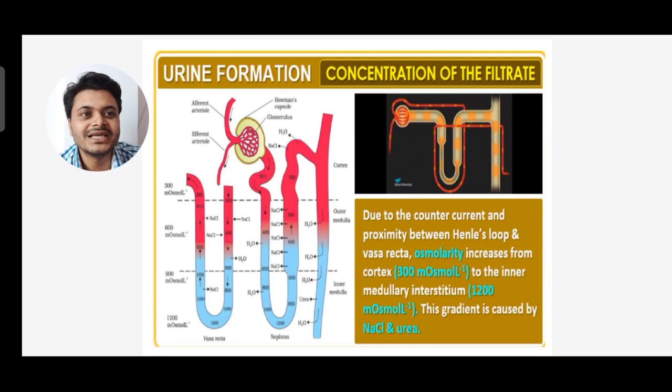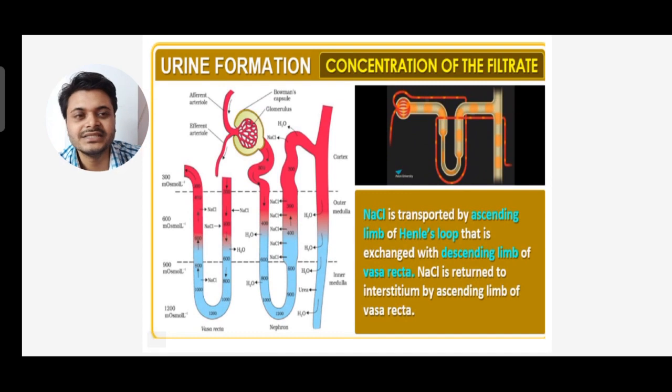So due to the counter current mechanism and proximity between Henle's loop and vasa recta, osmolality increases from the cortex, that is 300 mOsmol per liter, to the inner medullary interstitium, that is 1200 mOsmol per liter. This gradient is caused by NaCl and urea, that is sodium chloride and urea.